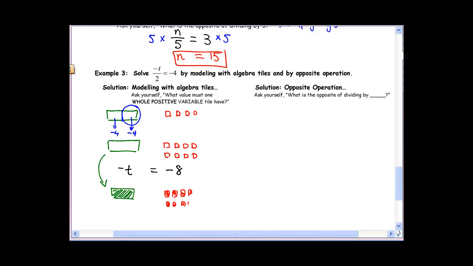So once again, what's happening here? We get t now equals positive 8. And that's our solution for this question. Okay.